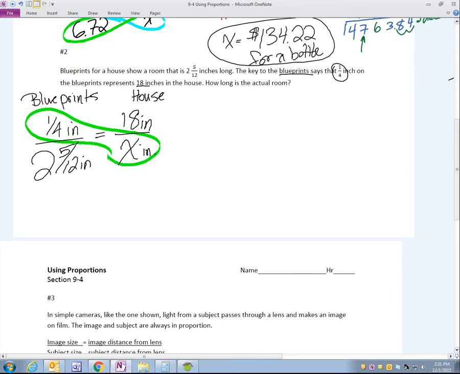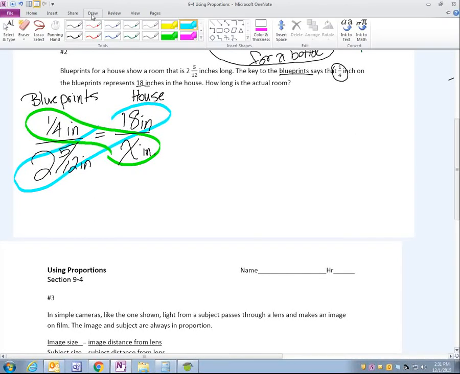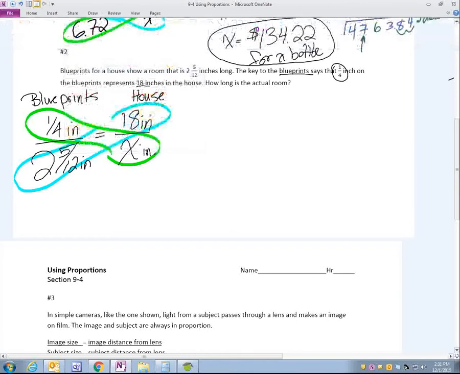I'm going to find the cross products. So that means I need to multiply those two things. So I'm going to set it up. We have 1/4 x equals 18 multiplied by 2 5/12.